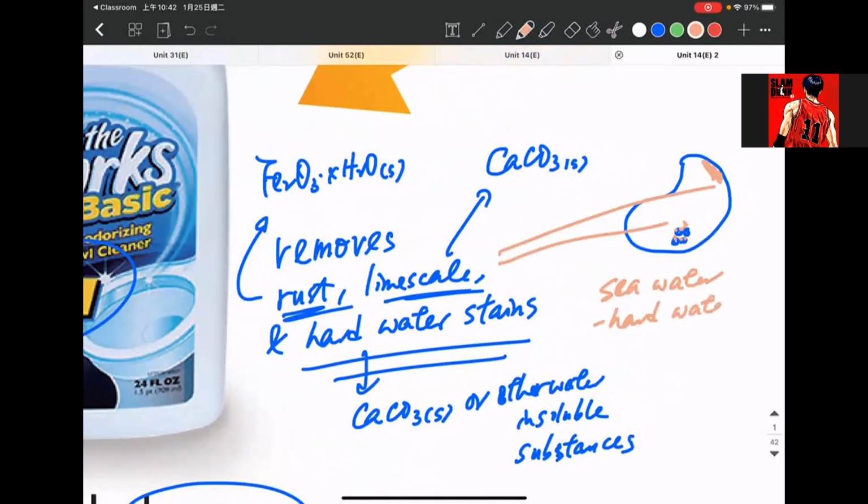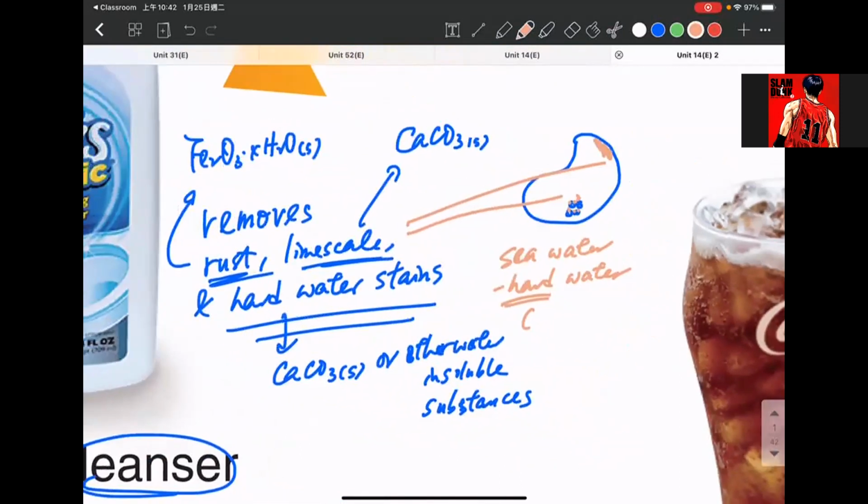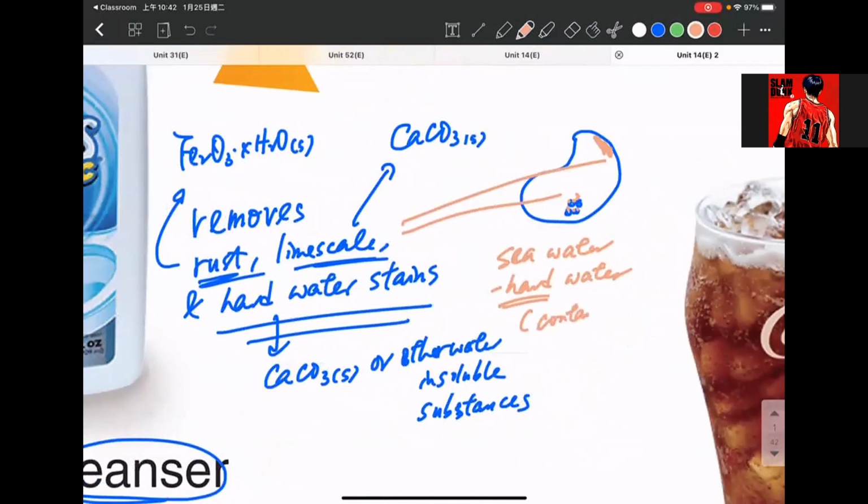So the question comes, what is meant by hard water? 硬水. Hard water means water containing calcium and magnesium ions in certain concentration. We have another comparative term, we call that soft water. Drinking water in Hong Kong is soft water. It has lesser amounts of calcium ion and magnesium ion.